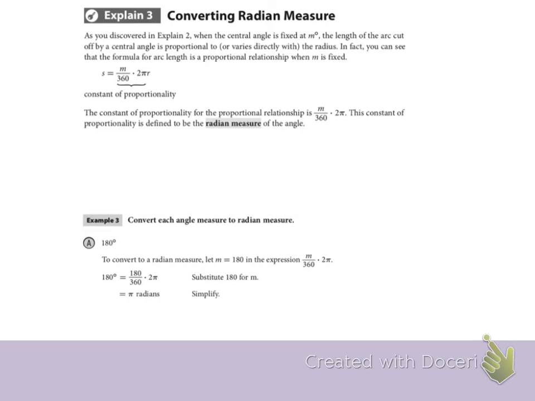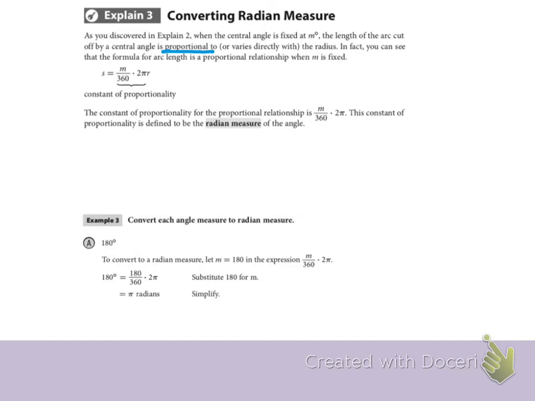So as you discovered and explained too, which is what we just were looking at, the central angle is fixed at m degrees. The length of the arc cut off by a central angle is proportional. Okay, it's a proportional relationship. That's why that graph was a line, or varies directly with the radius. So in fact, you can see that the formula for arc length is a proportional relationship where m is fixed. When m is fixed, so when the measure of the angle wasn't changing, but you were just adding on one more unit to the radius, it was changing proportionally.